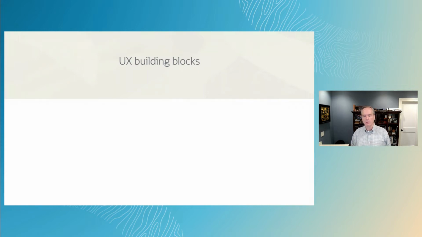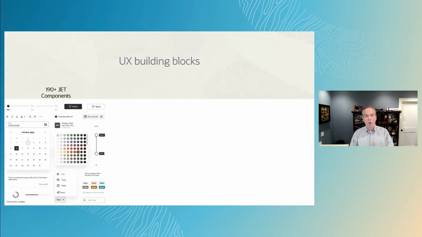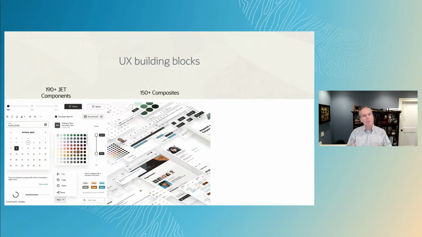First are the UX building blocks. As I said, the Redwood design system specifies a whole set of new design and user interface behaviors, and those start to be implemented in individual components. Oracle JET, the JavaScript Extension Toolkit, is what we use to implement over 190 building block components at the kind of atomic level. Those then are assembled into composites, so higher level constructs that combine multiple components into a specific UI implementation that is used in applications.